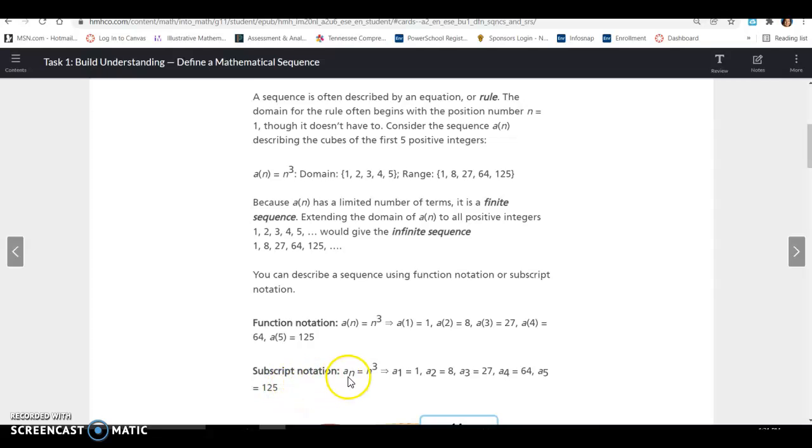Subscript notation, so it should be A sub n. This should be smaller than the A. I guess when they typed it, they didn't know how to make the subscript on here, or maybe it just didn't have it. But these numbers, like this number, should be an exponent. It's a small number higher than the regular numbers. This subscript should be a small number, and it should sit beneath everything else. Okay, so A sub 1 is 1, A sub 2 is 8, A sub 3 is 27, and so on.